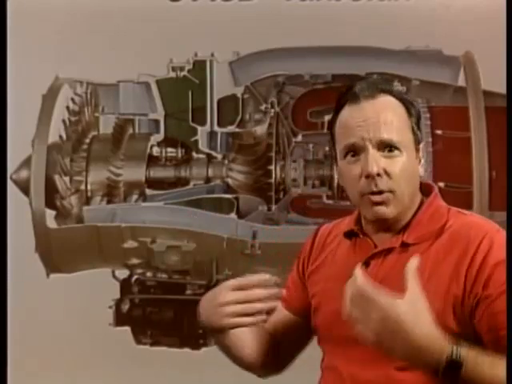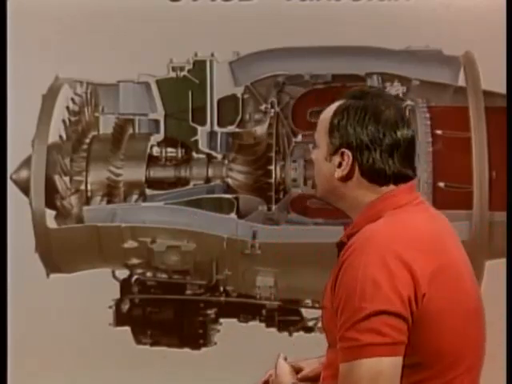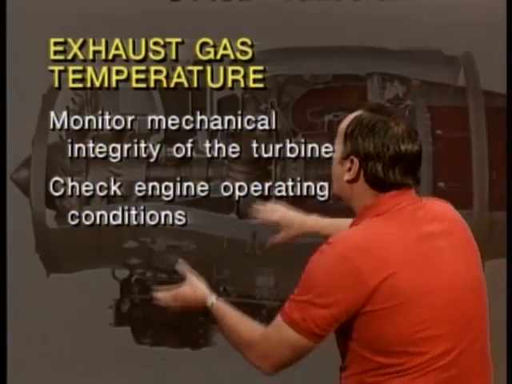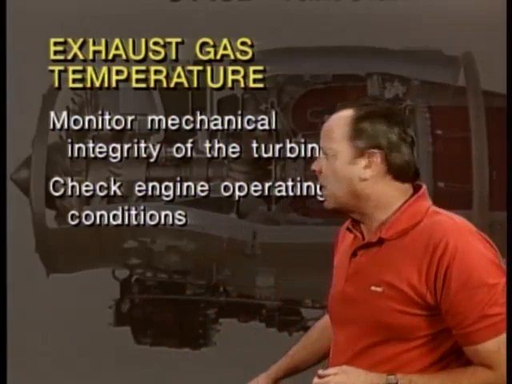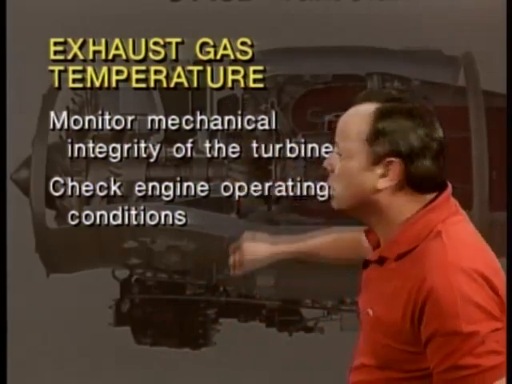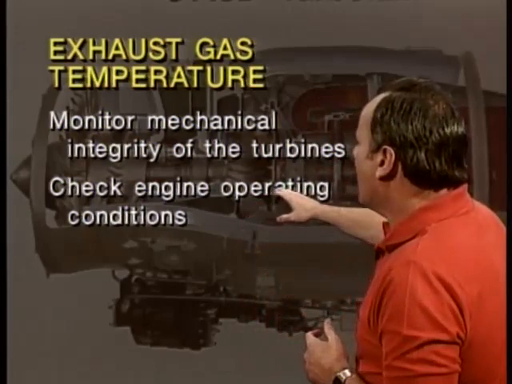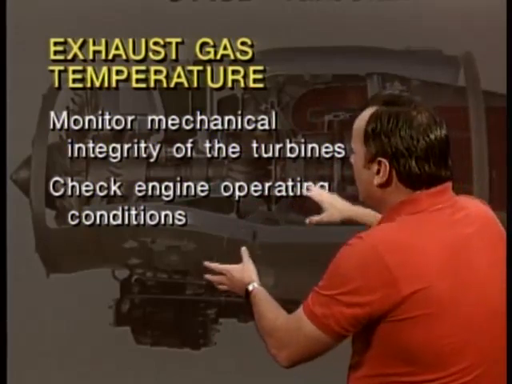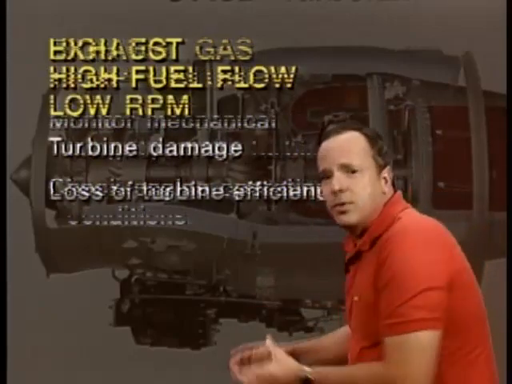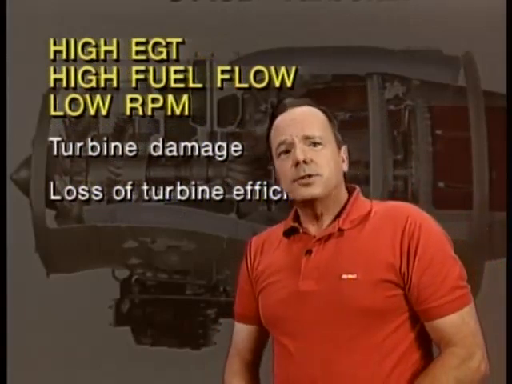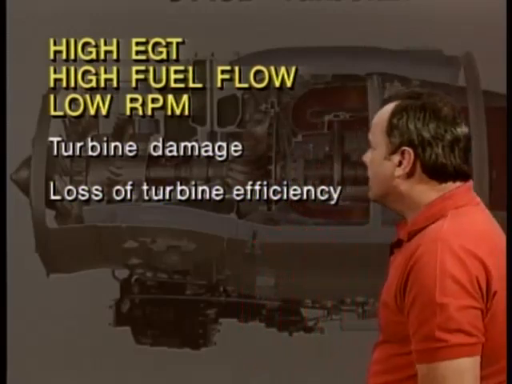Now let's assume that you want to know how well the engine is working. Does it have mechanical integrity? Is it putting out power? Well, one of the things you would look at is exhaust gas temperature. The reason you'd look at exhaust gas temperature is it tells you how much fuel and how much heat there is in the engine for a certain amount of power. So exhaust gas temperature is used to monitor the mechanical integrity of the turbines, as well as to check engine operating conditions of a turbine engine. And high exhaust gas temperature tells you that engine is not doing as well as if it had a cooler exhaust gas temperature.